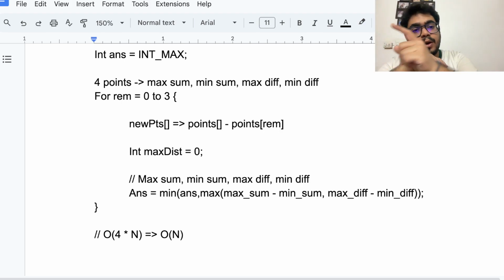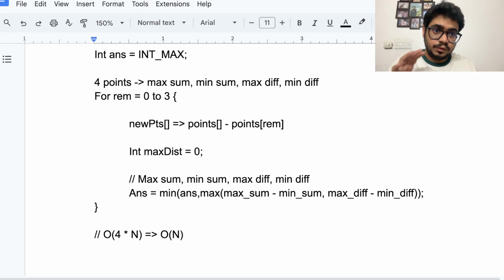Then try to remove the next point, then the next, then the next. So 4 options, and for each of the options, we'll calculate the answer.